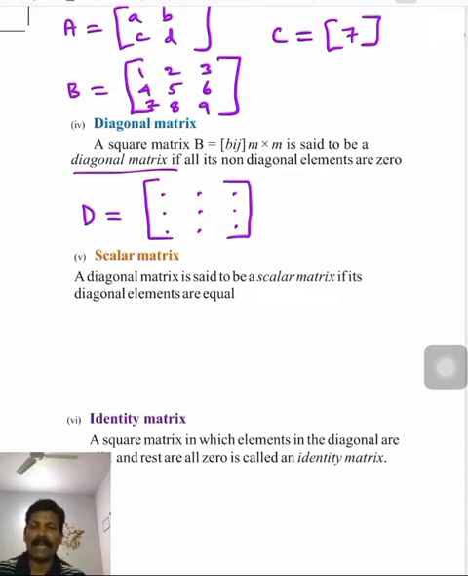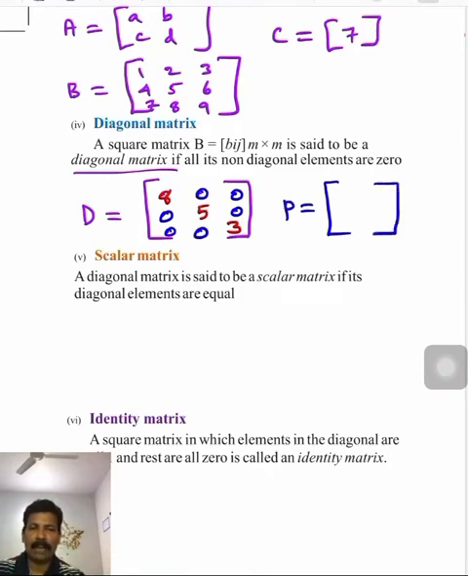Except these main diagonal elements, all other elements should be zeros. Means we can fill non-zero elements along the main diagonal. Other elements should be zeros. Example, 8, 0, 0, 0, 5, 0, 0, 0, 3. So non-zero elements can be along the diagonal only, that's all. Capital P is equal to a 2 by 2 square matrix. Here non-zero elements can be along the diagonal only. Other elements should be 0.